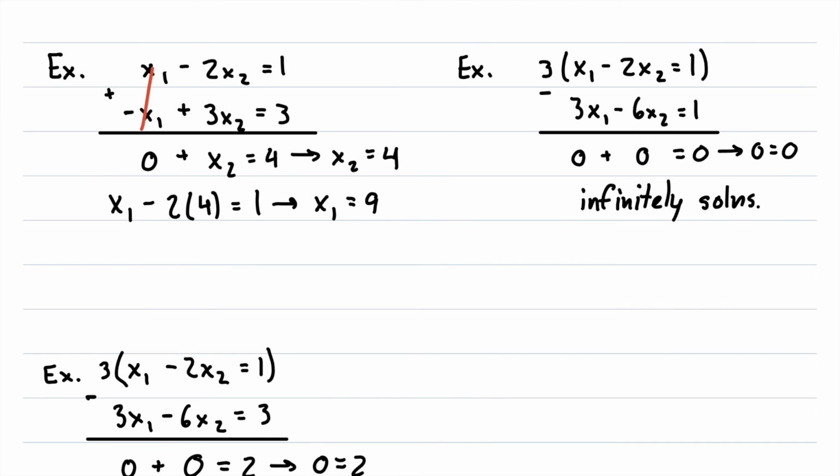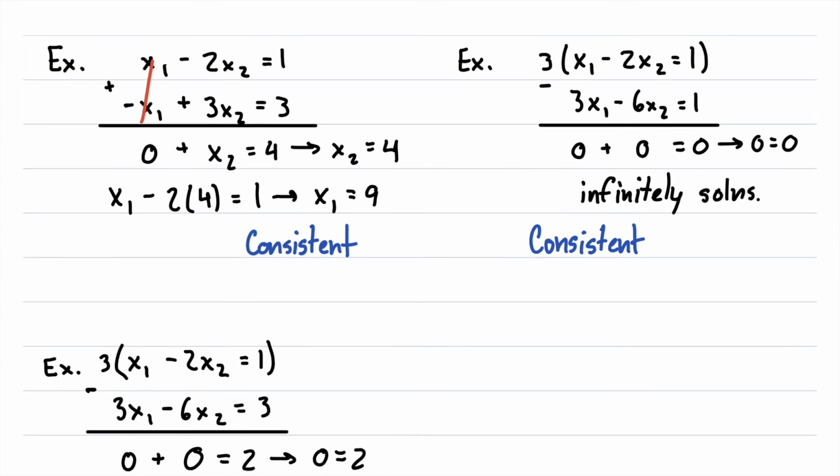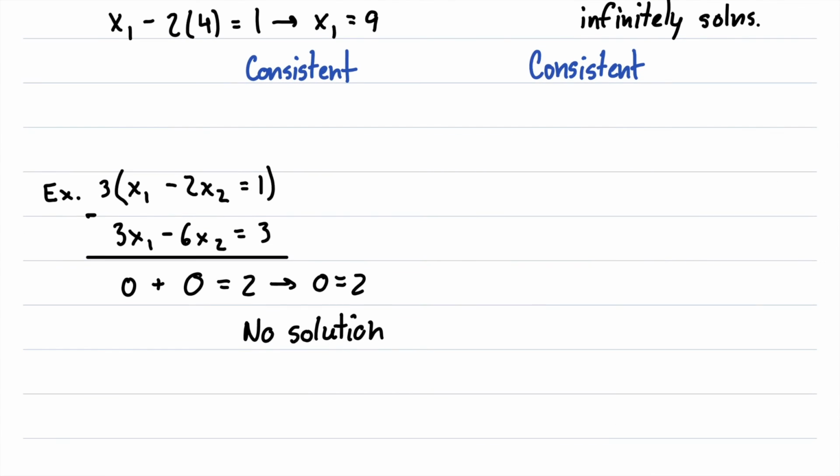Going back to the previous examples we did, given that the first example had a unique solution, we know that it must be consistent. And the second example has infinitely many solutions, or at least one solution, so it is also consistent. And on to the last one, well, we said it had no solution, so therefore it's inconsistent.